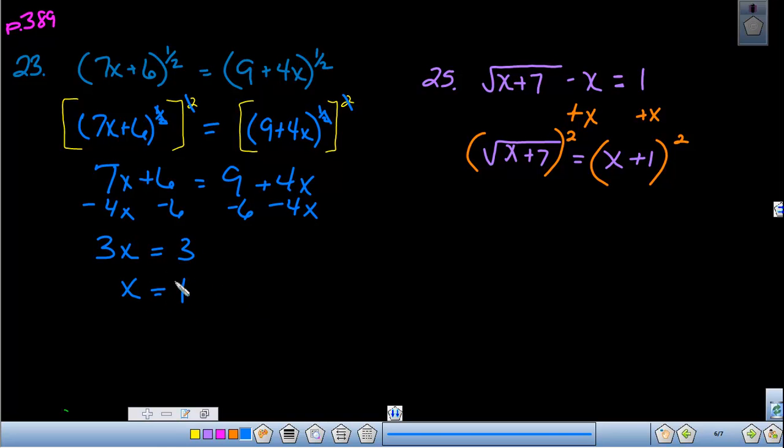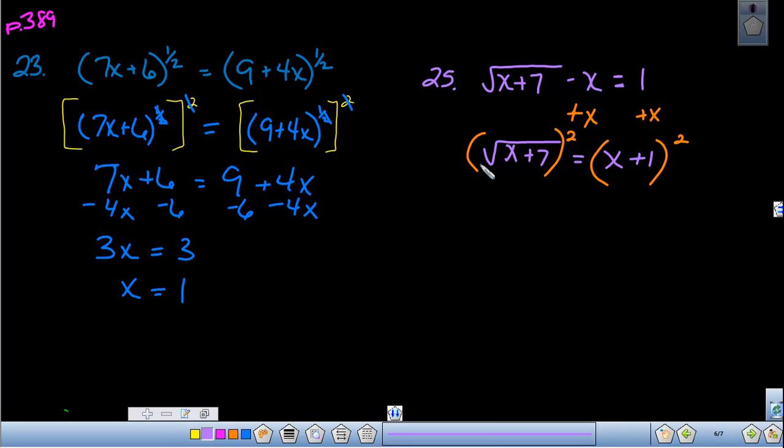And of course, it's always very important to go back up and check to make sure that your answer is not an extraneous solution. So let's go ahead and just do this mentally. 7 times 1 plus 6 is 13. 9 plus 4 is also 13, and they both have the same rational exponent, and so they do equal each other, so 1 is a solution. Let's move on to question number 25.